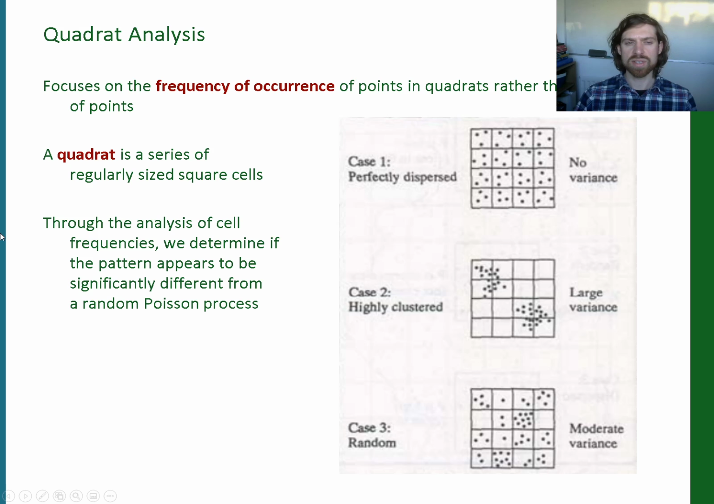Okay, so what does this mean in reality? Well, quadrat analysis focuses on the frequency of occurrence of points in quadrats rather than the space and spacing of points. And a quadrat is a series of regularly sized square cells. It is actually funny seeing this example in the book, because one of the very first things that I did when I started my undergraduate university degree was that we went on a field trip and we actually carried out some manual sampling using quadrat analysis.